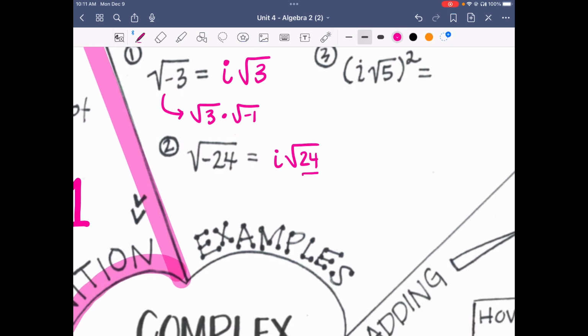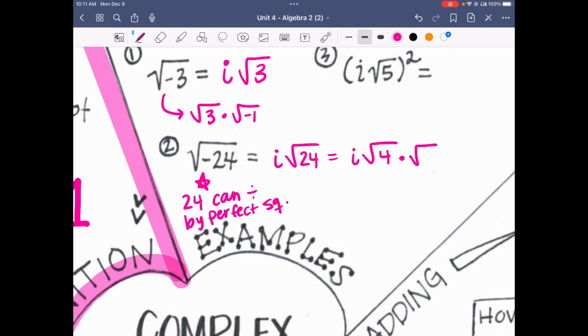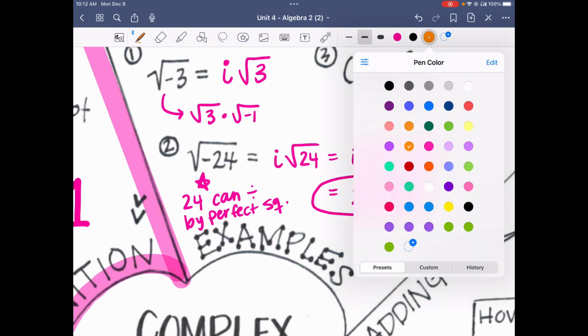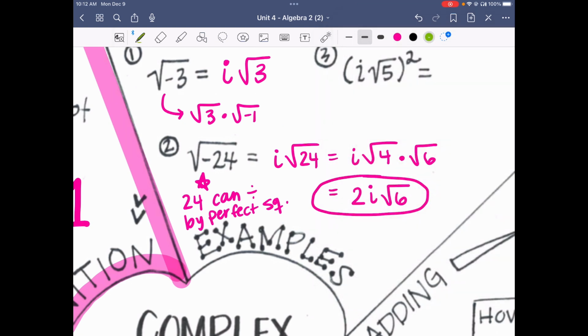So we're not done though, because radical 24 does simplify. I'm thinking of if there's a perfect square that can go into 24. So I'm going to say 24 can divide by a perfect square. I'm going to rewrite this as i radical 4 times radical 6, because the square root of 4 is 2, and then we'll have i and then radical 6. We always put the whole number out front if we have one. And so this radical 4 is what became the 2.